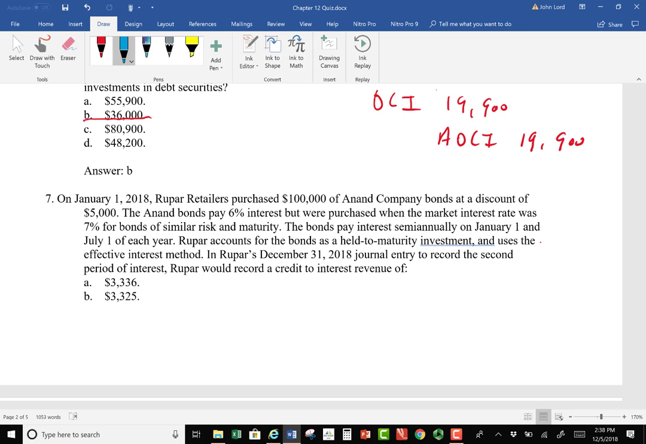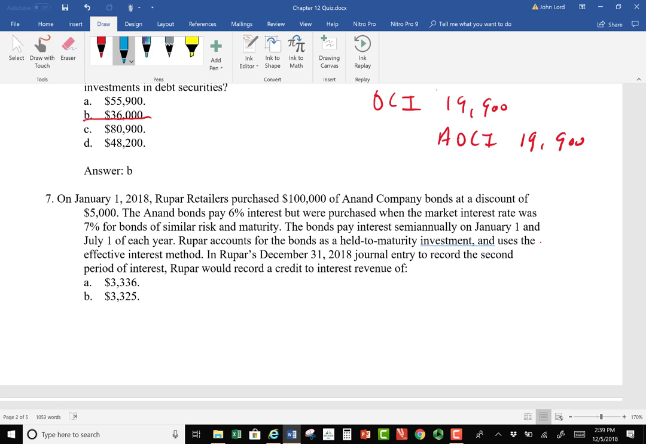And the bonds pay 6%, and they pay the interest semi-annually on January 1st and July 1st. So I'm going to have to amortize this during these two 6-month periods, right? So I've got 100,000 times 0.06 times 1/2. This bond pays what? Is it 3,000? Okay, that's every 6 months for a 6-month period. Okay, and then I take the 95,000 times what? It says it was to yield 7%, so times 0.07 times 1/2. That gives me what?